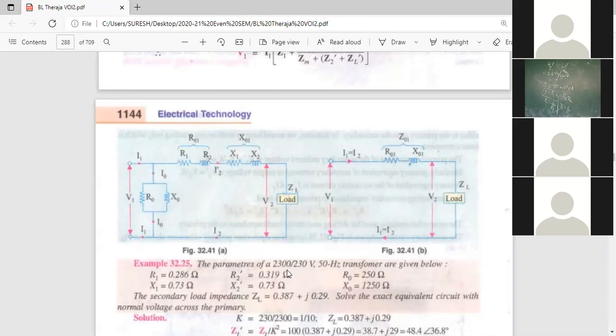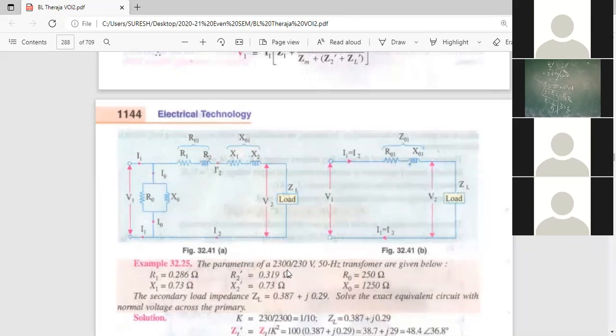ZL is the load impedance. So finally, these two circuits also you have to draw in exam. First two circuits you have drawn. These two circuits also you have to draw in exam. Up to here you have to draw in the exam about the equivalent circuit of transformer. Draw these two diagrams.